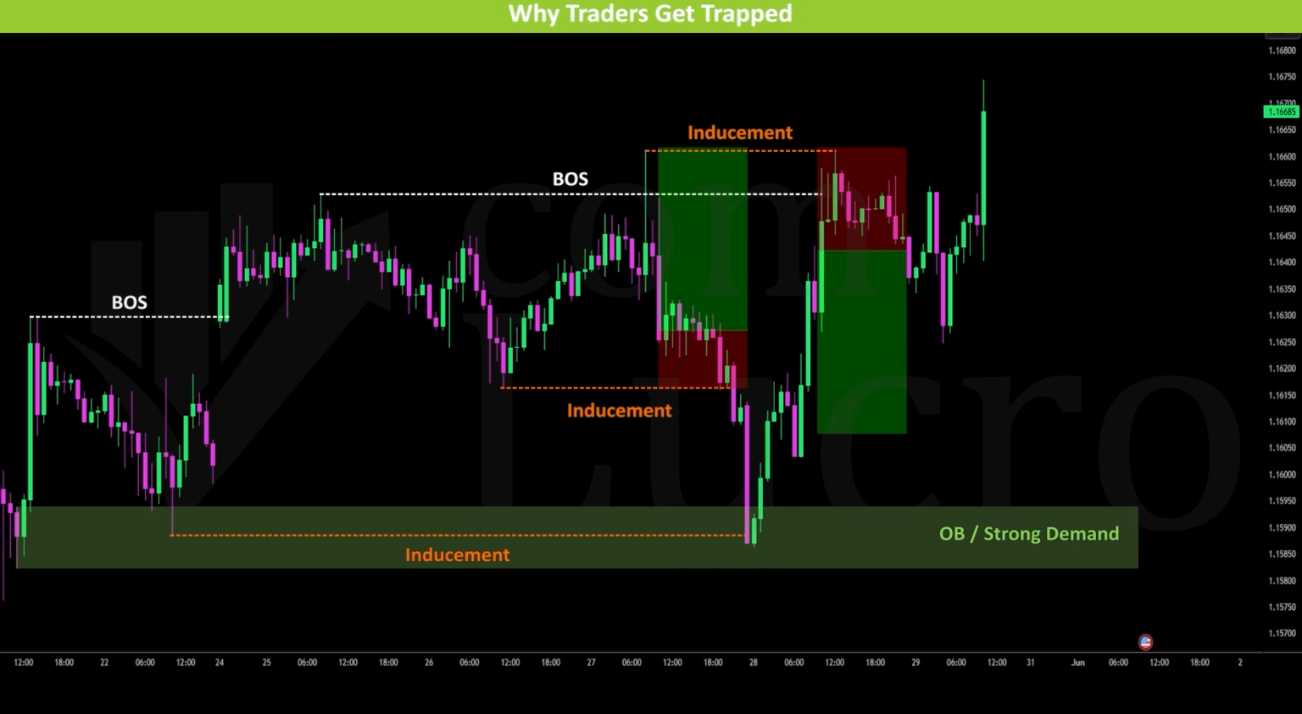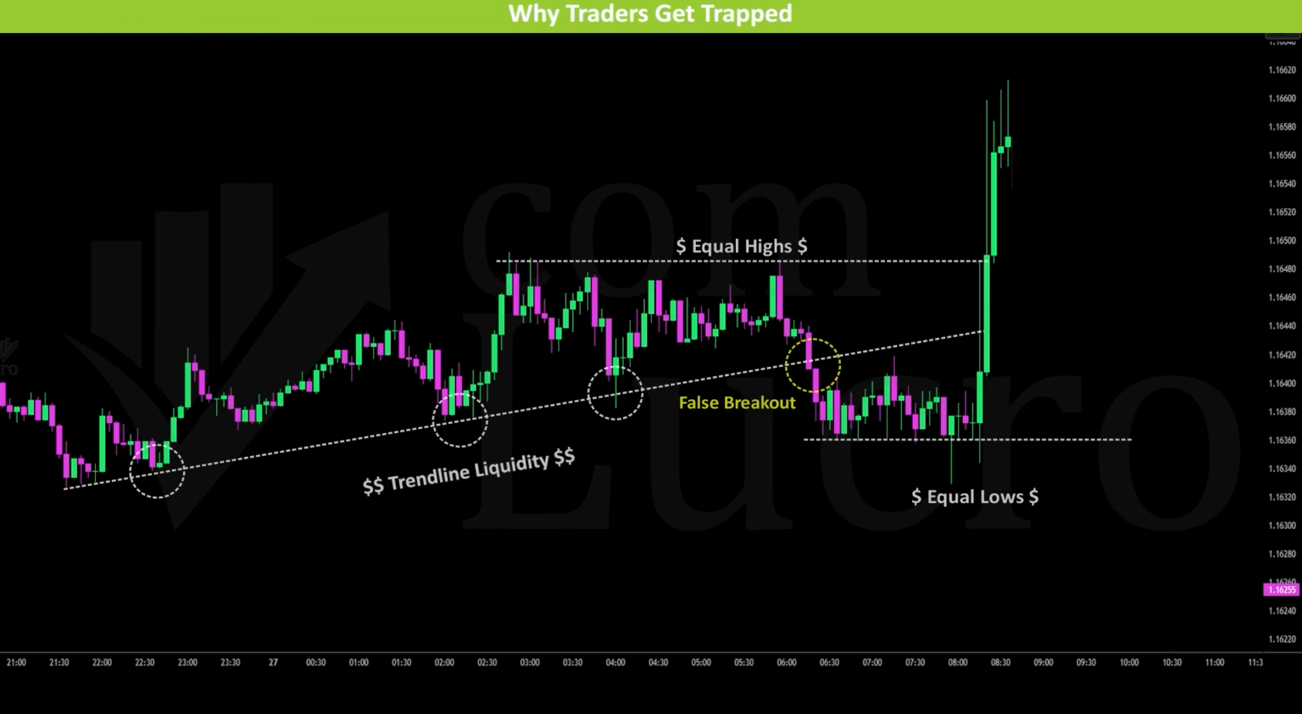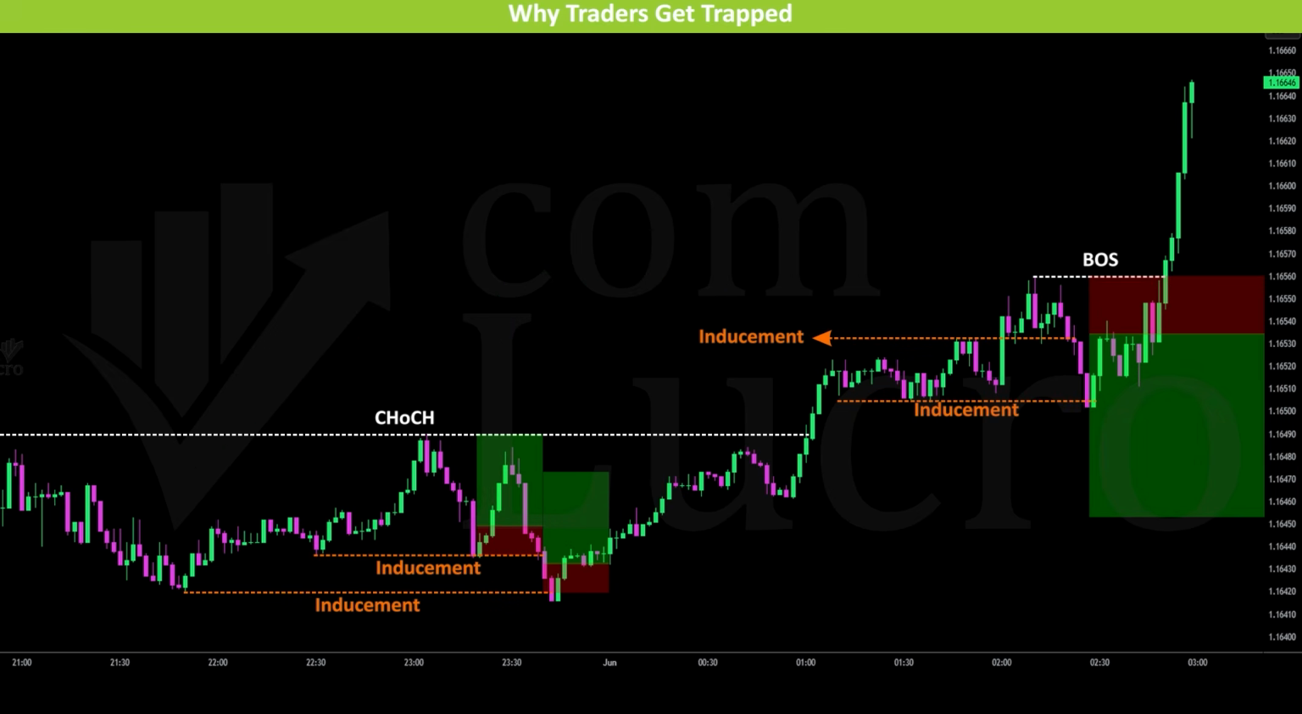Inducements are specific market setups designed to tempt traders into entering positions, often in the wrong direction, so smart money can collect liquidity. In simple terms, an inducement is a trap that encourages traders to enter too early before the real move starts. Because smart money needs liquidity, they create inducements through early breakouts, fake reversals, and misleading pullbacks.